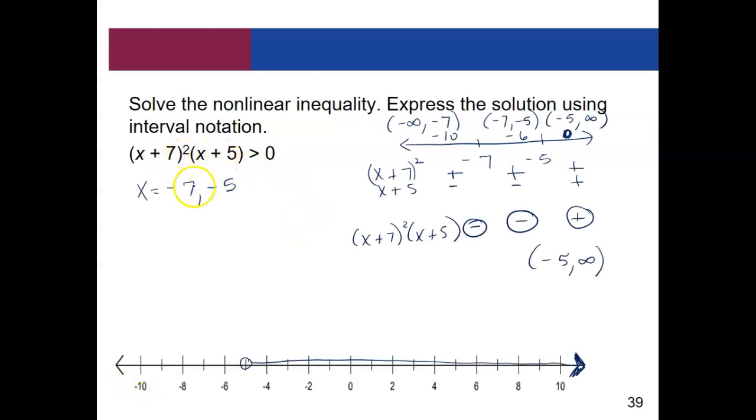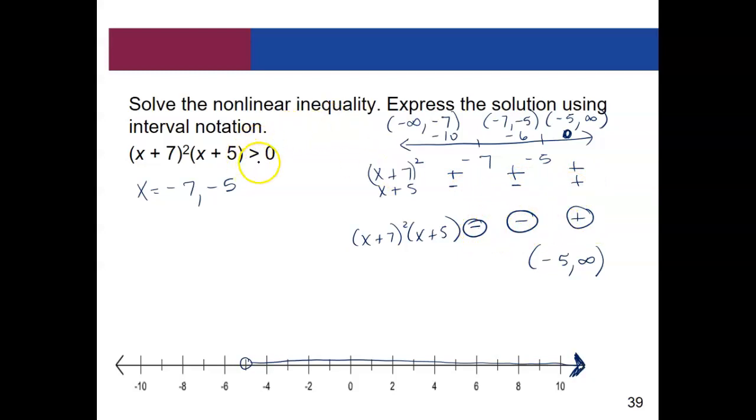You would find your 2 cut points to be negative 7 and negative 5. You'll put those on the number line, choose your test points, and based on the intervals that you have. And when you plug in, remember, because this factor is squared, it's going to stay positive for all the intervals. This one, it is negative and then positive. So overall, we're negative, negative, positive.